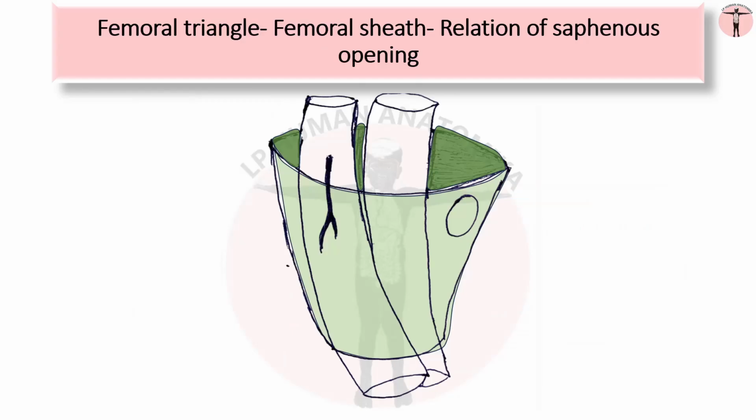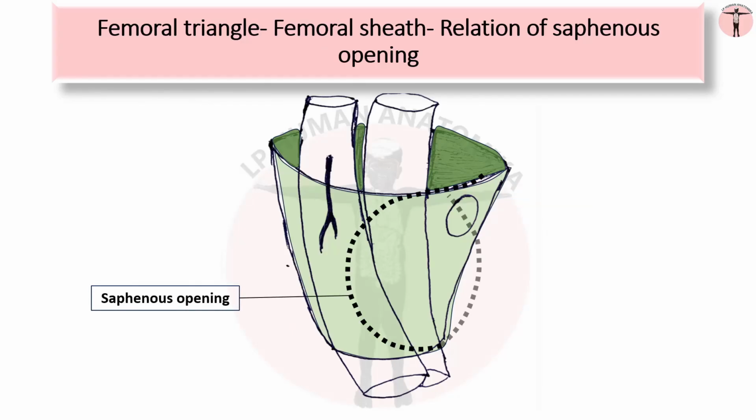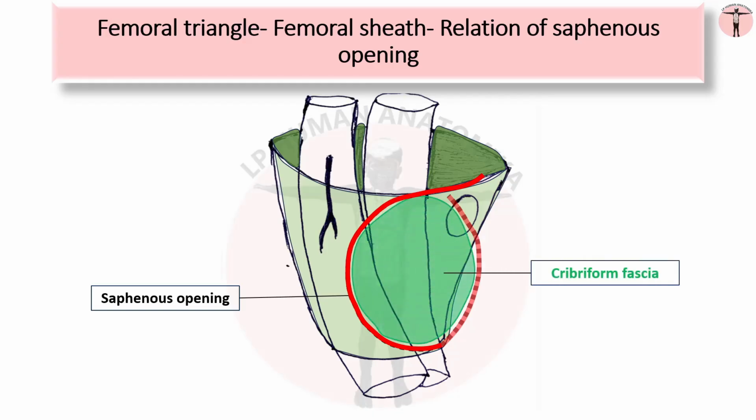The relationship of saphenous opening to the femoral sheath. The falciform upper, lateral and lower margins of saphenous opening lie in front of the femoral sheath, whereas ill-defined medial margin of the opening passes behind the sheath. Therefore, the cribriform fascia covering the saphenous opening is present on the anteromedial surface of the femoral sheath.